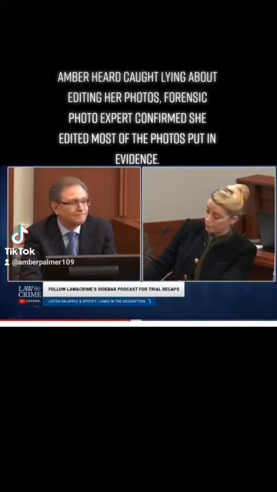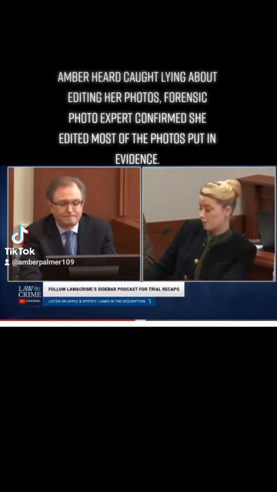That means that the photo had to be rendered, which means composited together in an editing program. Did you prepare a demonstrative that shows some of your analysis of some of the EXIF data of the photos in this case? Yes, I did. Okay. Can we pull up 1304, please? Your Honor, may I approach?